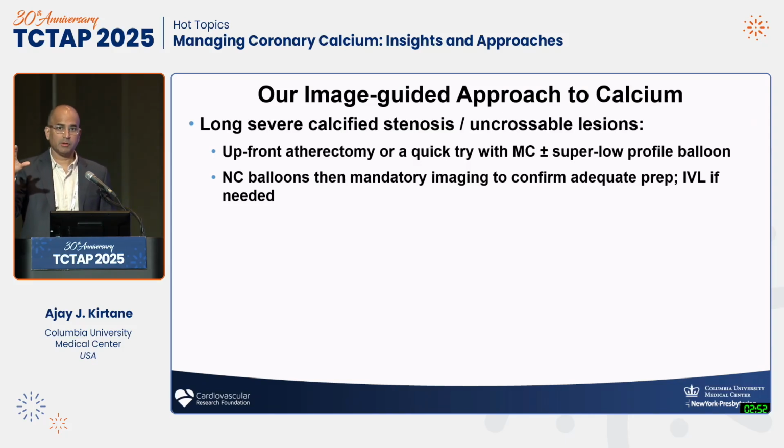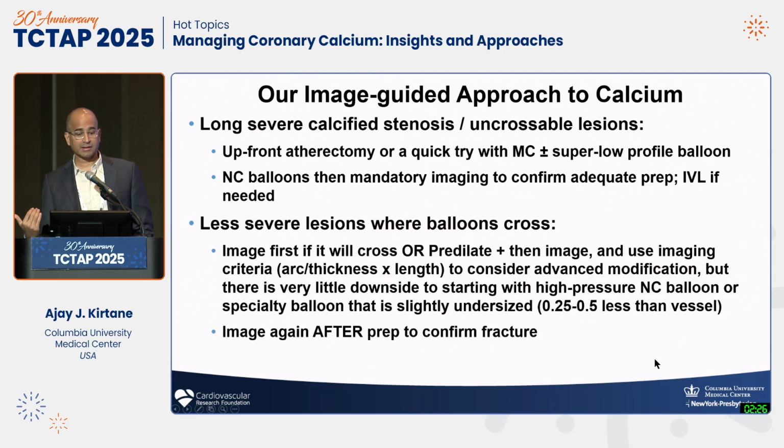So what's our image-guided approach to calcium? We use the device that works in calcium, and that's imaging. What we do is if there's a long, severe stenosis or uncrossable, just upfront atherectomy, pick your device based on the scenario, what you're comfortable with. You can typically do a quick try with a microcatheter and a super low profile balloon, but you might be in for a long case. You then do NC balloons with mandatory imaging to confirm that you have fracture in preparation, IVL if needed.